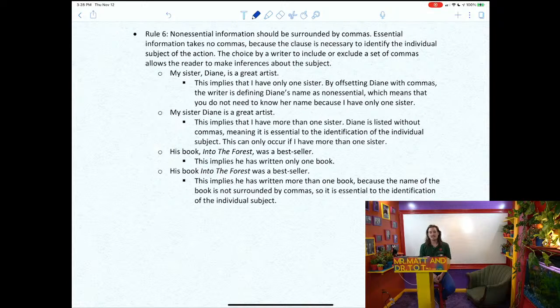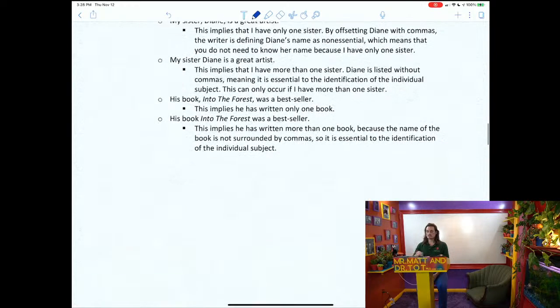So that implies that I have more than one sister, and that I need to tell you that it's Diane, that Diane is the one who's the great artist and not any of the others. If there's any questions on that, let me know. Another example, set of examples here.